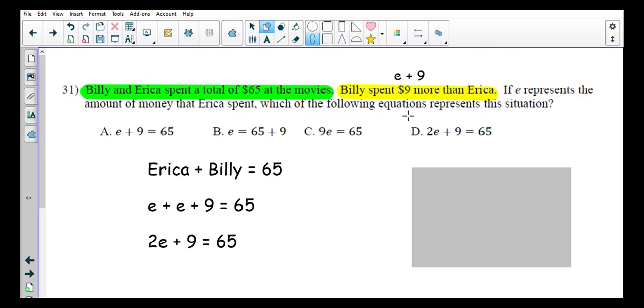Now it's very tempting to think that it's always going to be 2 times a variable plus the other number equals your total. It's not always going to be the case, so be careful. A lot of times it will, especially if we're dealing with 2 people, but it won't always be 2 times your variable plus the extra number in the question. But this one does match with the previous ones.